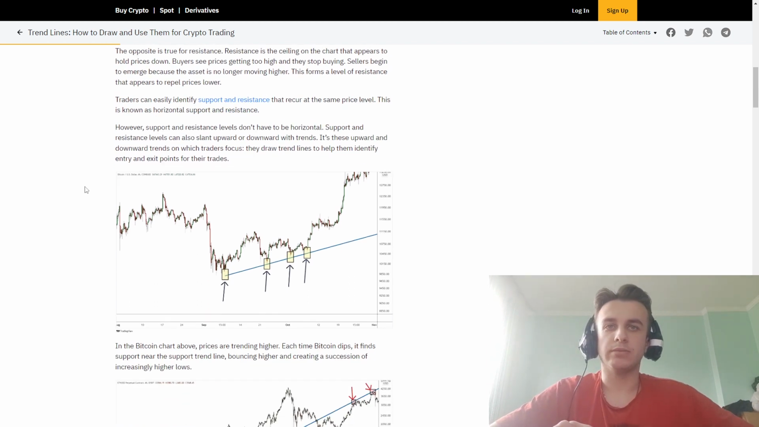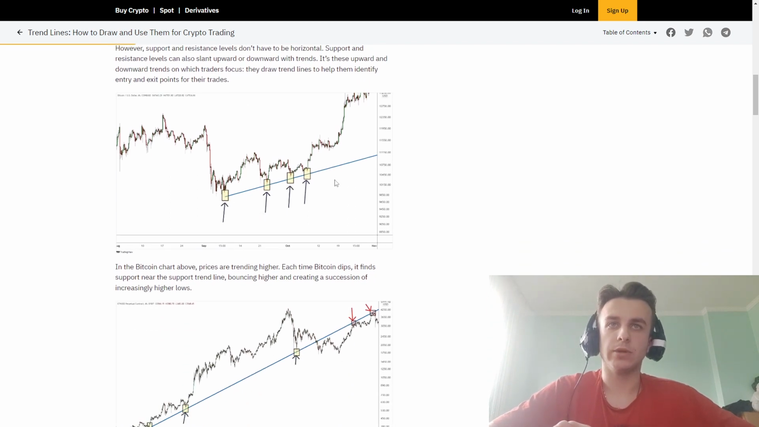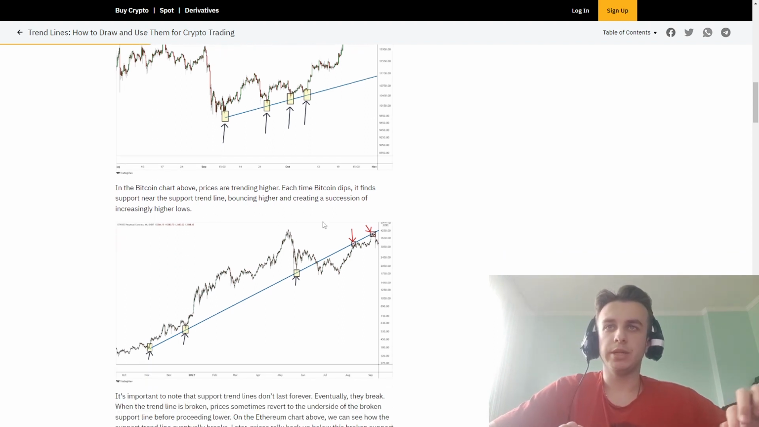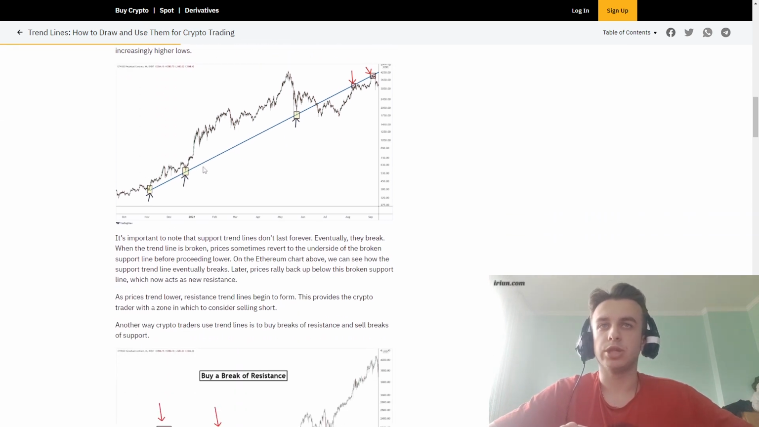Now you can see a trend line and how to draw it here, just with 1, 2, 3, 4 points and just drawing up. In the Bitcoin chart above, price is trending higher. Each time Bitcoin dips, it finds support near a support trend line, bouncing higher and creating a series of higher highs and higher lows. Here you can see 1, 2, 3, 4 and 5 points, and it's just going up.